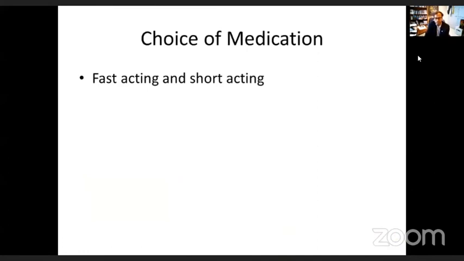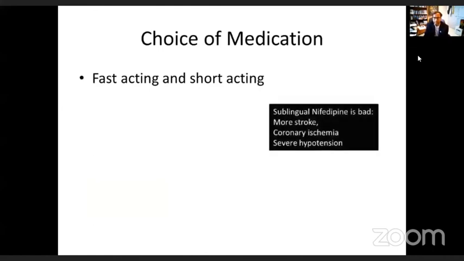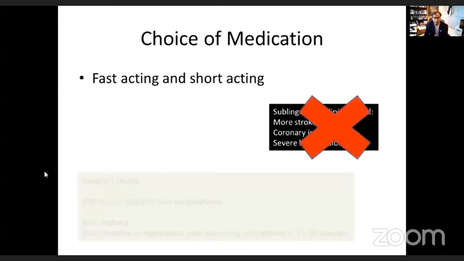Lastly, when it comes to the choice of medication, what should you use? You want to use something that is fast acting and short acting. मैं जब MBBS कर रहा था तब we would use sublingual depin, but it's really bad. अगर आप use करो sublingual depin, so there is more stroke, there is more heart attack, there is severe hypertension. So don't use that. Do not use sublingual depin.